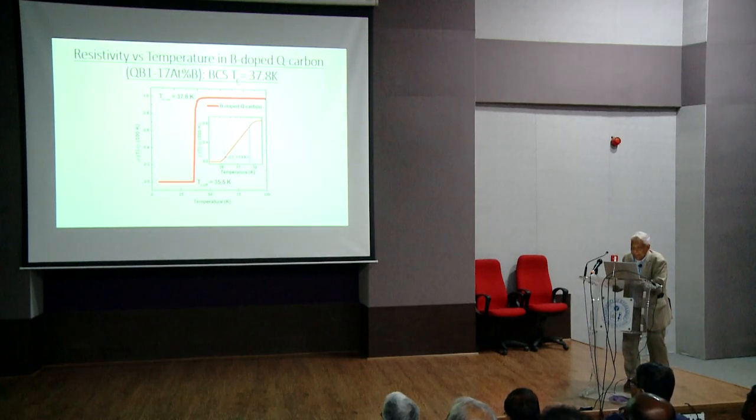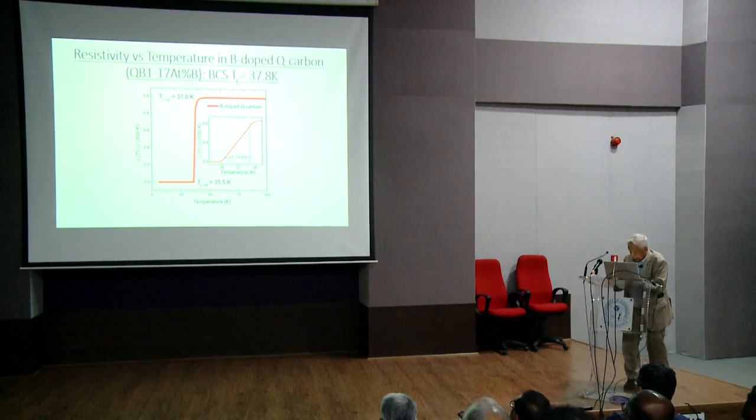So this is the 17 atomic percent boron, and this is QB1, with a 3-unit cell, and one out of the three has a central atom as boron. And it has 37.8 K. It's a BCS superconductivity. Current record is MgB2 with a TC of 38 K. So it almost matches.